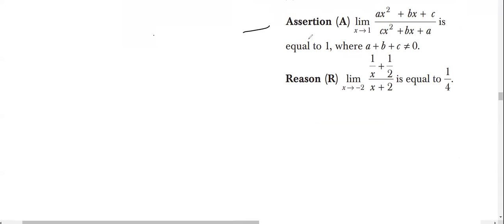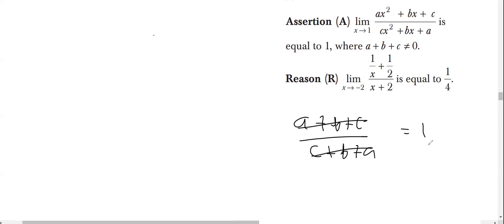In this question, the assertion is limit x tends to 1 of (ax square plus bx plus c) over (cx square plus bx plus c). As I can see, it's a rational function, where the numerator is a polynomial and the denominator is a polynomial. Let's check what we'll get if I plug in x is equal to 1. 1 square is 1, and this is 1, and this is c. Substituting x as 1, we are getting a plus b plus c, and below it is c plus b plus a. They are the same, so we should get 1 here. Now the assertion is correct.